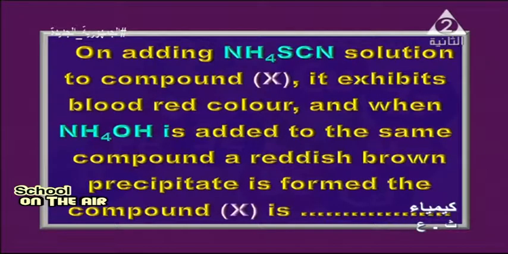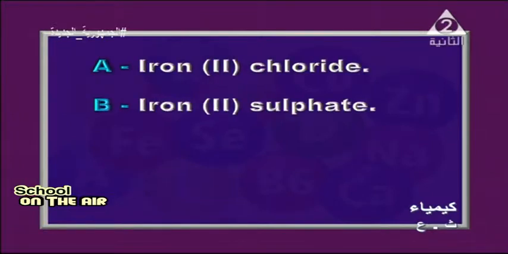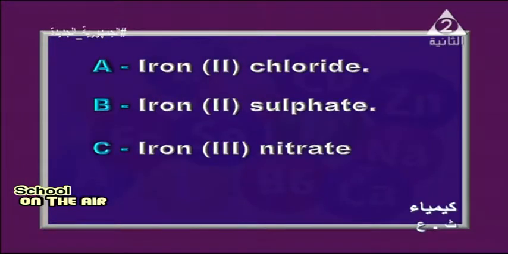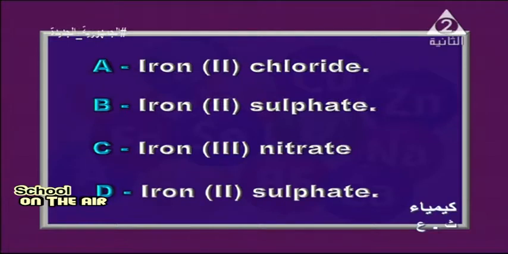Next one. On adding ammonium thiocyanate solution to compound X, it exhibits blood red color. And when ammonium hydroxide is added to the same compound, a reddish brown precipitate is formed. The compound X is what? Is it iron 3 chloride, iron 2 sulfate, or iron 3 nitrate? The answer will be iron 3 nitrate.